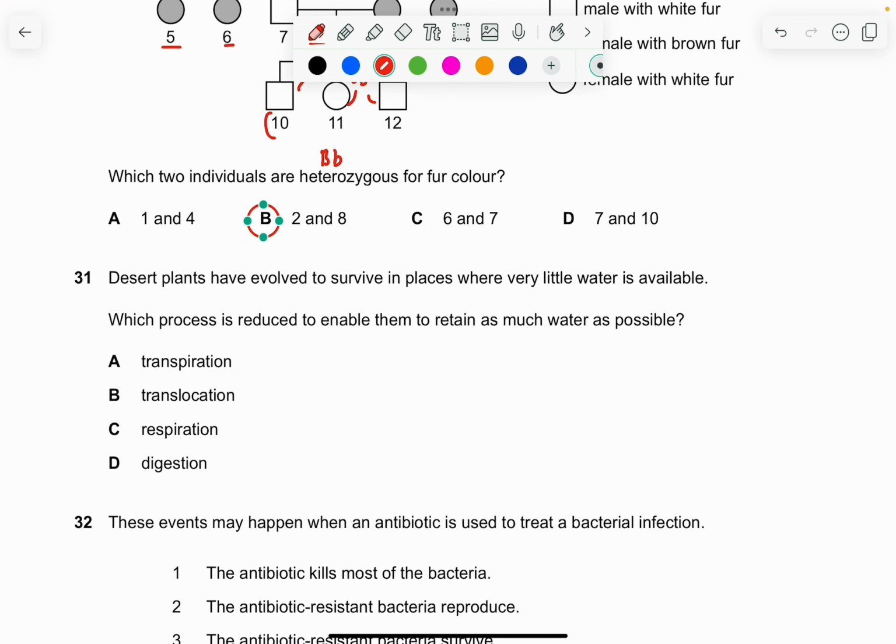Question 31. Desert plants have evolved to survive in places where very little water is available. Which process is reduced to enable them to retain as much water as possible? Transpiration. Okay.